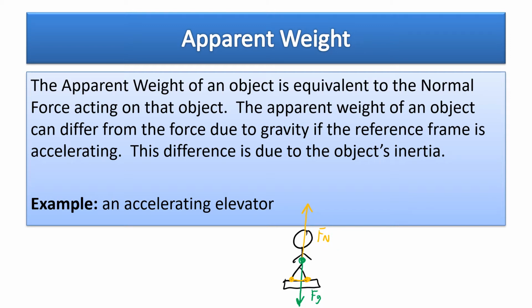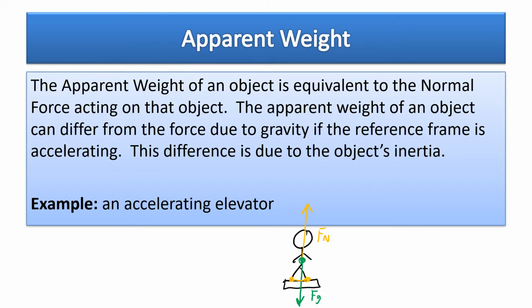It's reading how much your feet are squeezing against the scale. And they're squeezing against the scale because of gravity, right? But the scale doesn't know that. It's just saying, oh, there's some kind of force there. I'm reading out a normal force of however many pounds or newtons. And that is your apparent weight.